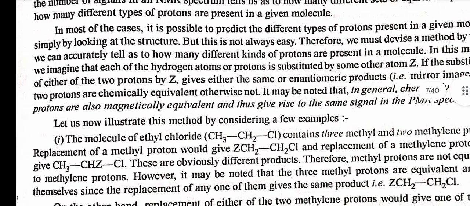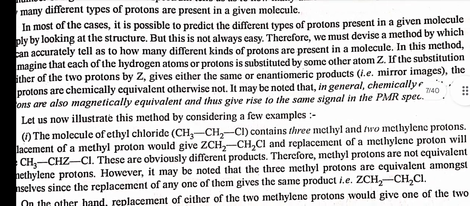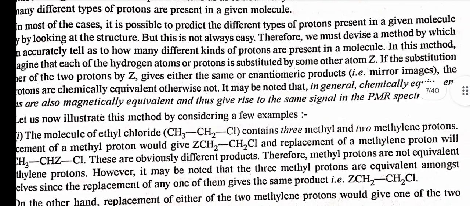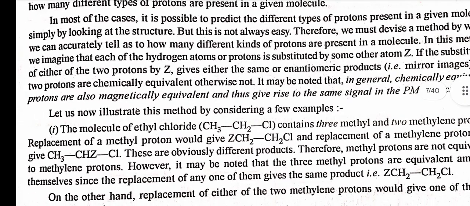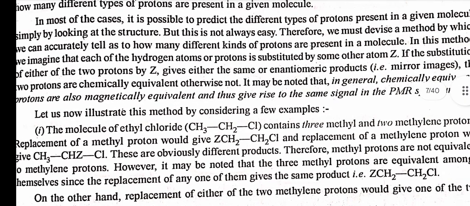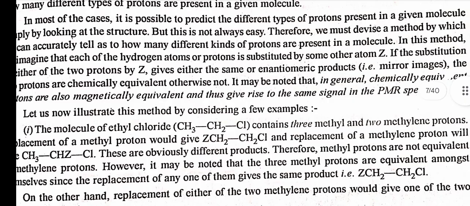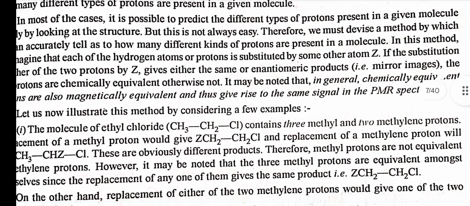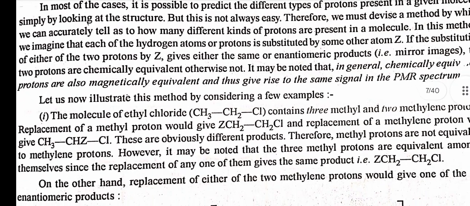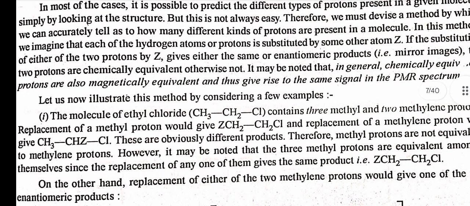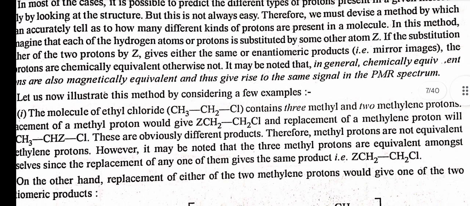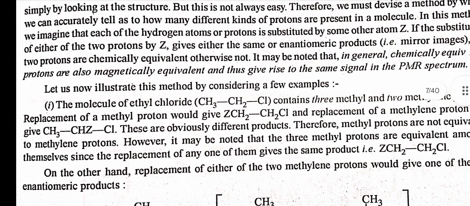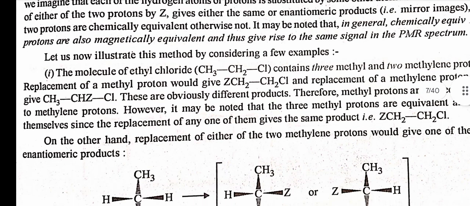In this method, we imagine that each of the hydrogen atoms or protons is substituted by some other atom Z. If the substitution of either of the two protons by Z gives either the same or enantiomeric products, the two protons are chemically equivalent, otherwise not. It may be noted that in general, chemically equivalent protons are also magnetically equivalent and thus give rise to the same signal in the PMR spectrum. Let us now illustrate this method by considering a few examples.